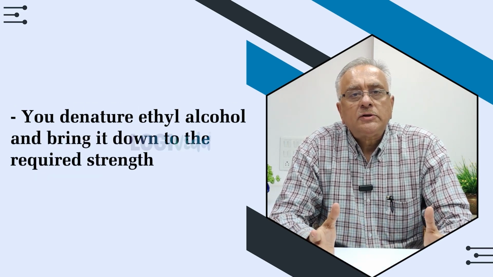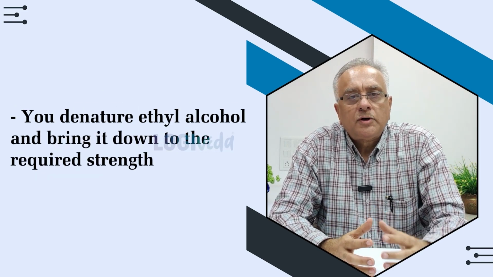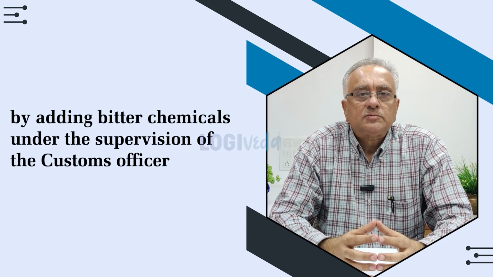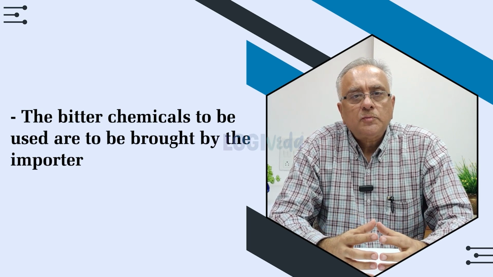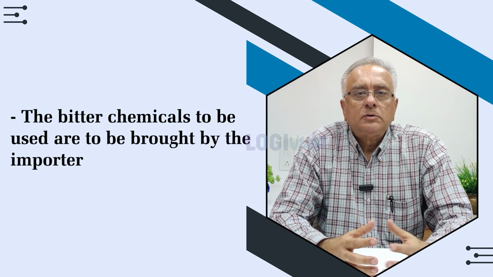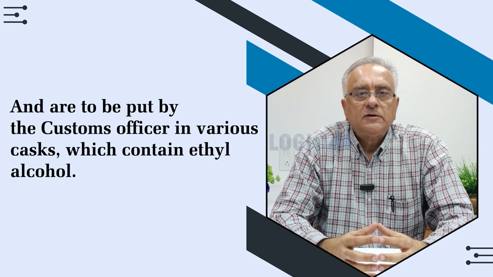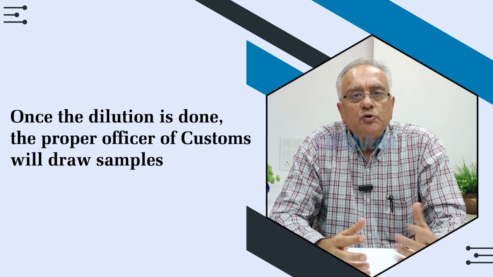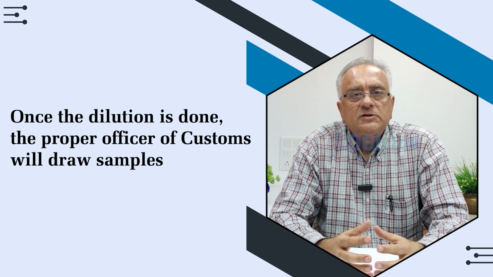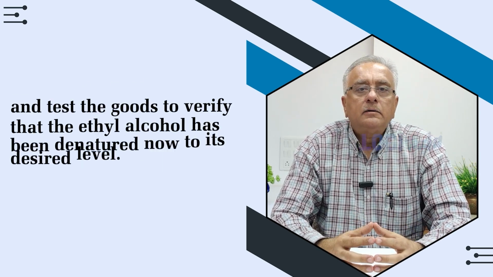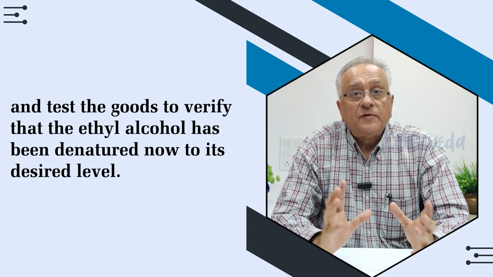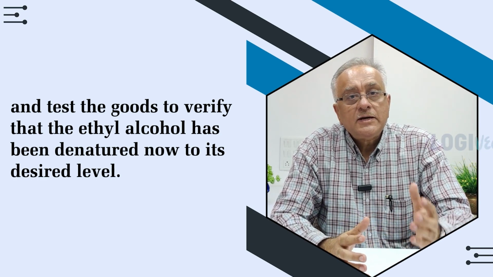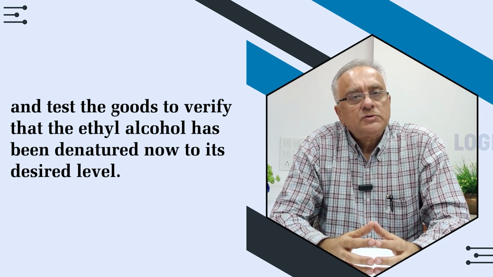So you denature ethyl alcohol and bring it down to the required strength by adding bitter chemicals under the supervision of the customs officer. The bitter chemicals to be used are to be provided by the importer and are to be put by the customs officer in various casks which contain ethyl alcohol. Once the dilution is done, the proper officer of customs will draw samples and test the goods to verify that the ethyl alcohol has been denatured now to its desired level.